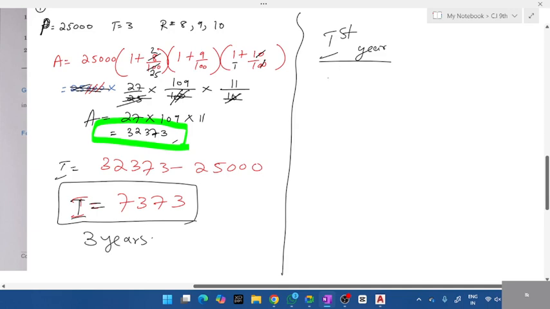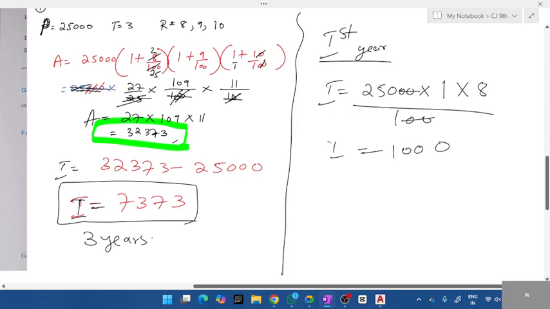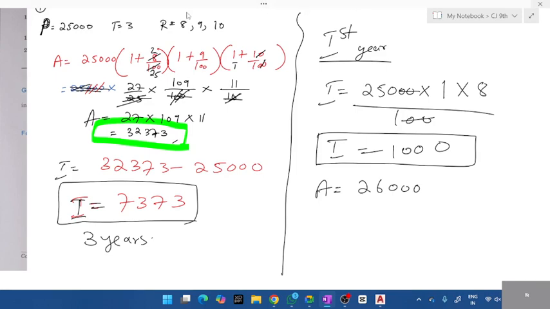First year. Principal is 25,000. I want to calculate interest. 25,000. What will it take time as? In compound interest, what do you take time for first year? 1. And rate will be, what was the rate? 8% for first year. 8 divided by 100. Two zeros get cancelled. 250 into 8 is 1,000. What is the interest for first year we got? 1,000. What will be the amount? 25 plus 1,000 is 26,000.